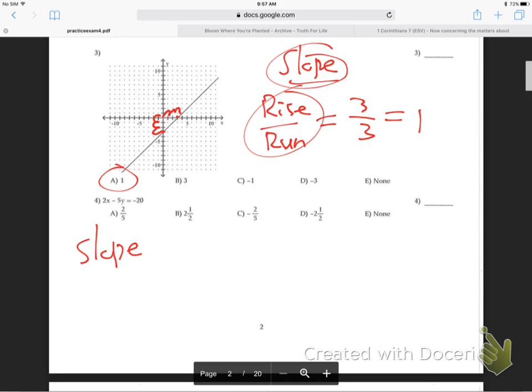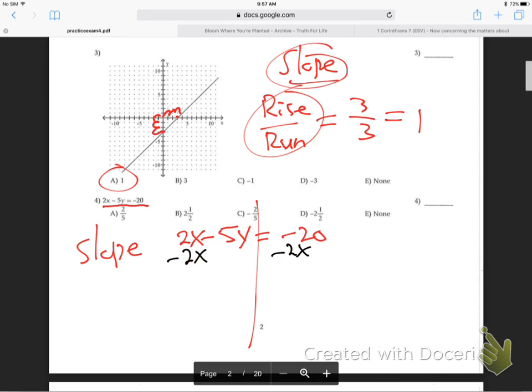So we just did a picture, now we have an equation. How do we take an equation and find the slope? Get y alone. We're just like graphing, sloping, all of them get y alone. It's always get y alone. So, all right, it's 2x minus 5y equals negative 20. So get y alone. What's the first step to get y alone?